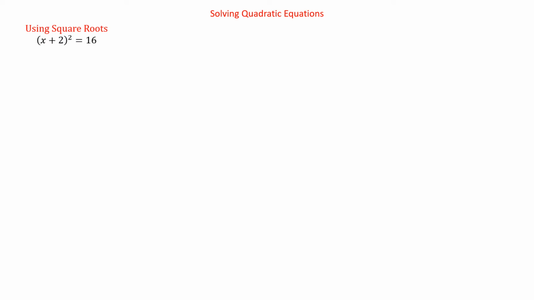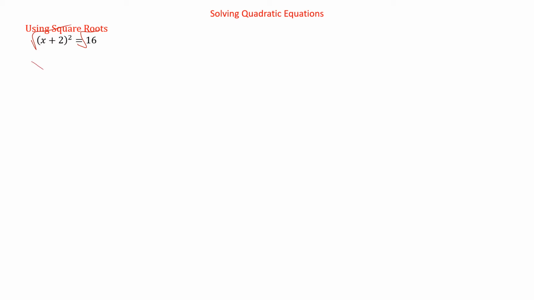Using square roots, starting out with the same question that we were looking at in that last graph, let's see how we could do it graphically. So we have x plus 2 squared equals 16. We have something squared equals a number. Take the square root of both sides.